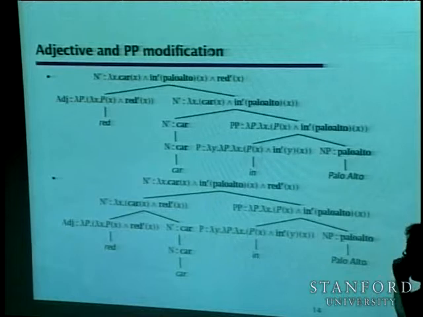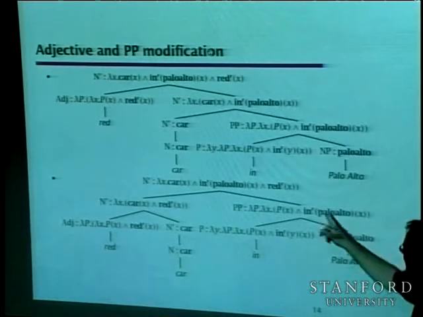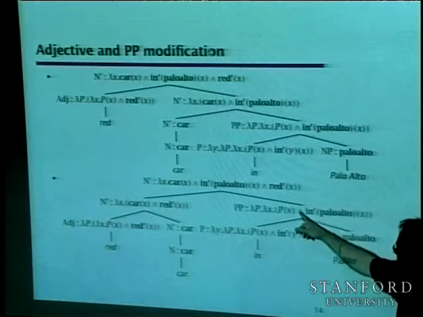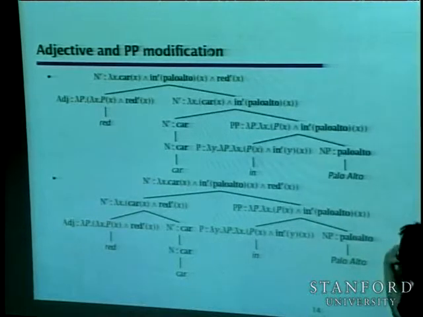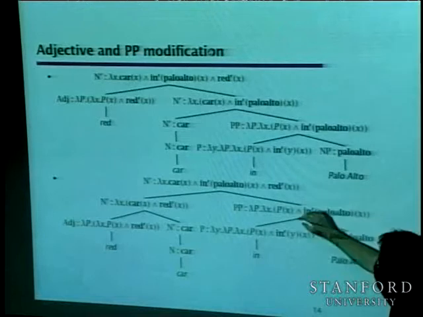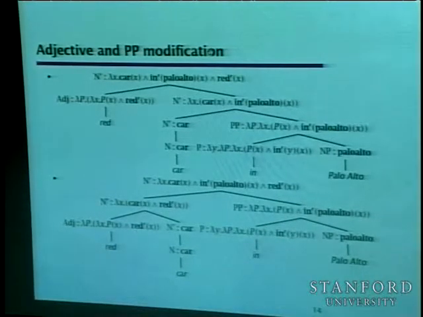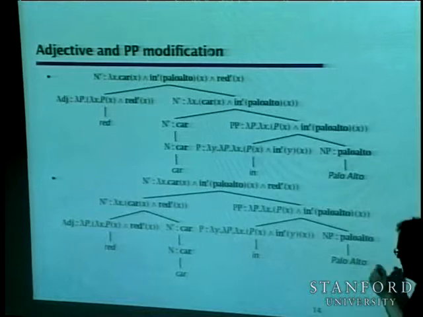Well, I should complexify that once more. The idea of in Palo Alto should be a property, but just like an adjective, we're then going to want to have the PP modifying the meaning of red car, just like an adjective. So I'll explain that in a moment.